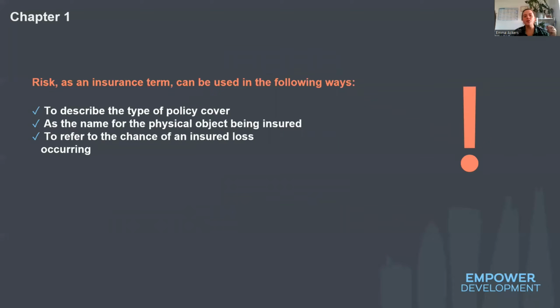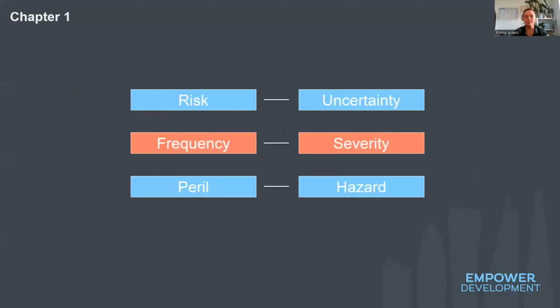So risk as an insurance term can be used in a number of different ways. We sort of explored that in the earlier modules as well. So we can use it to describe the type of policy that's on cover, the name for the physical object being insured, and then also to refer to the chance of an insured loss occurring. And insurance is one of the main tools for personal and corporate risk management.